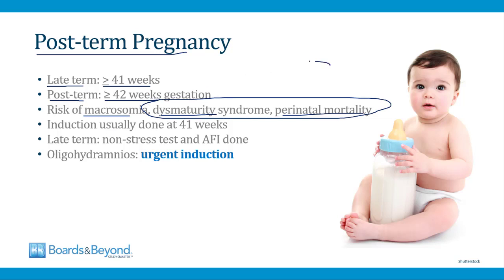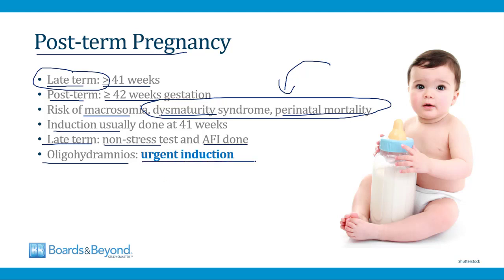So because we want to avoid all of these things, usually labor is induced at 41 weeks if a woman has not spontaneously gone into labor on her own. And as she approaches this late-term period, usually regular non-stress testing is done, as well as measurement of the amniotic fluid index. A big problem with these post-term babies is that they can be associated with oligohydramnios, which is associated with poor outcomes. So as you're monitoring the baby approaching the late-term period, if you identify oligohydramnios, that's usually an indication to admit the woman to the hospital for induction of labor.